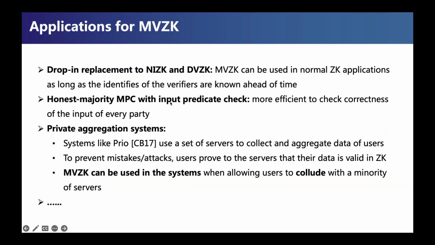Here I list some potential applications of NVZK. NVZK can be used as a drop-in replacement for NIZK and DVZK, as long as the identifiers of verifiers are known ahead of time. Our NVZK proofs can be used to design honest-majority MPC with input predicate checks to achieve better efficiency. NVZK can also be used in private aggregation systems when allowing users to collude with a minority of servers.